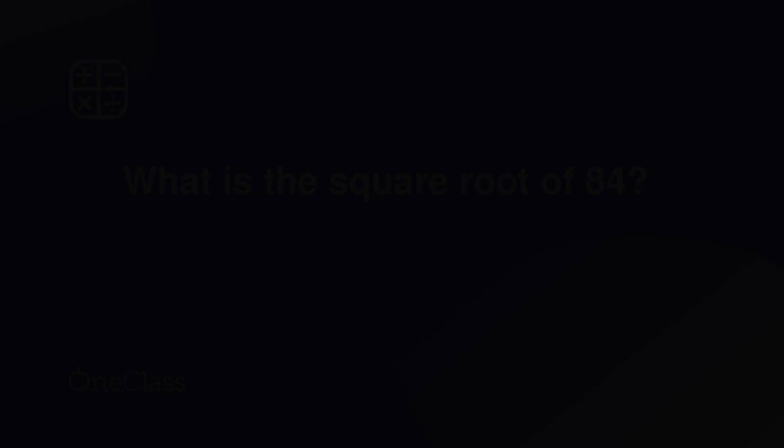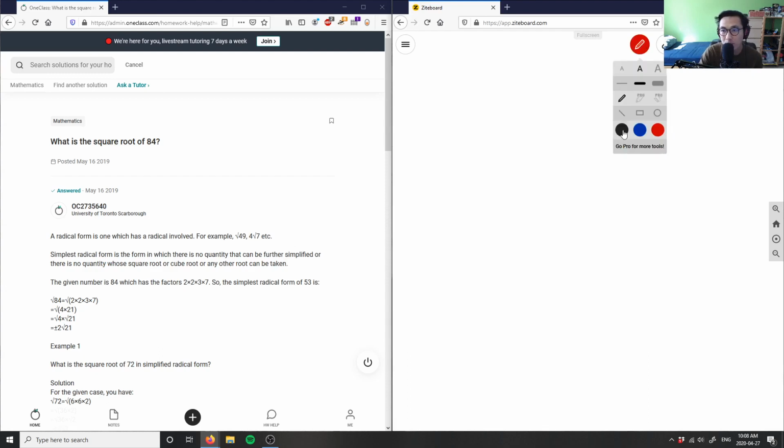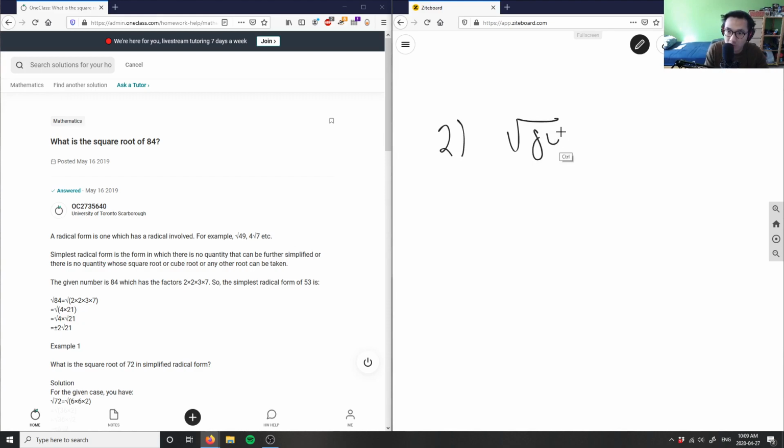Right, let's look at number two. It says, what is the square root of 84? And again, I'm looking at this in simplified radical form here. So it says, what is the square root of 84?